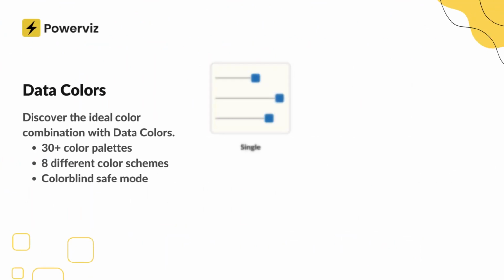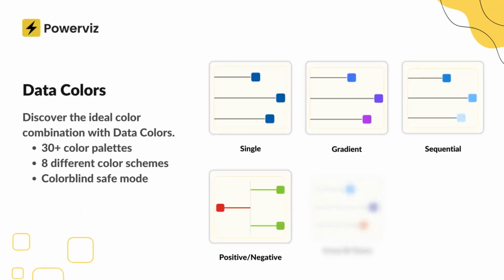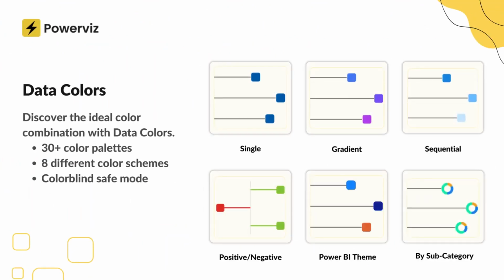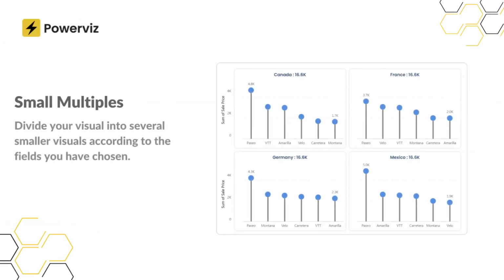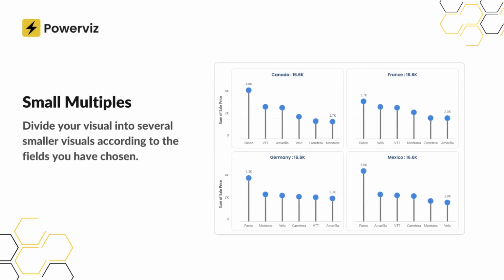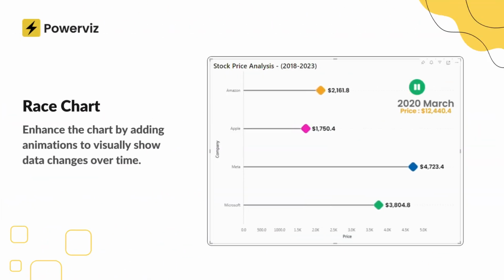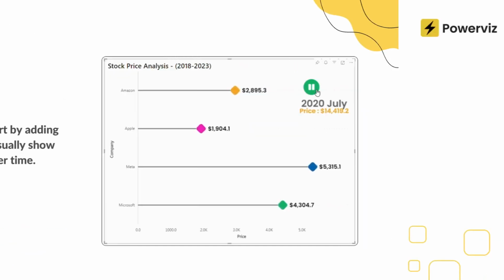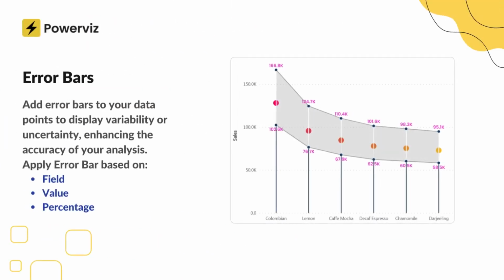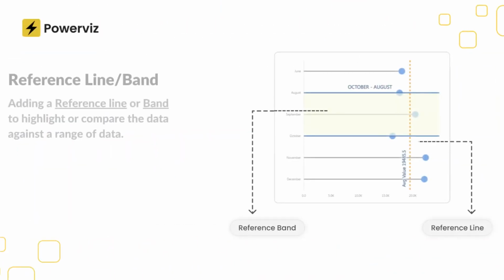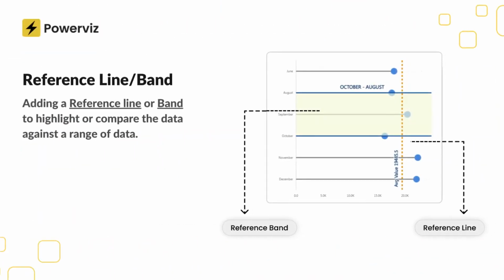With the Lollipop chart, simplifying complex data sets and highlighting key trends for stakeholders is easier than ever. Whether you're working in HR, finance, marketing, or product analytics, this visual will elevate your Power BI reports. Let's get into the details and explore how to create impactful, data-driven insights using this advanced custom visual.